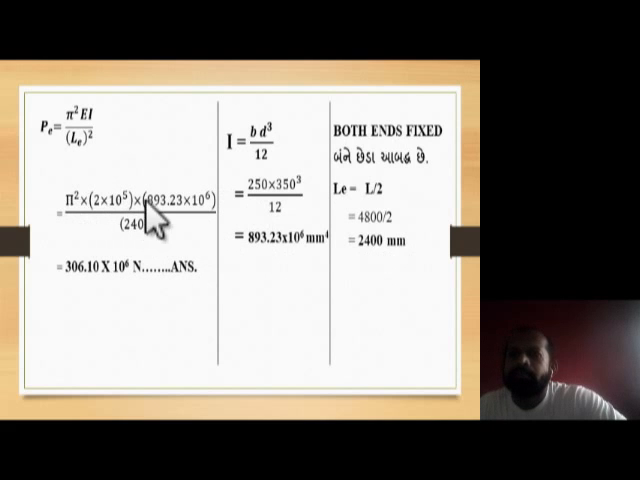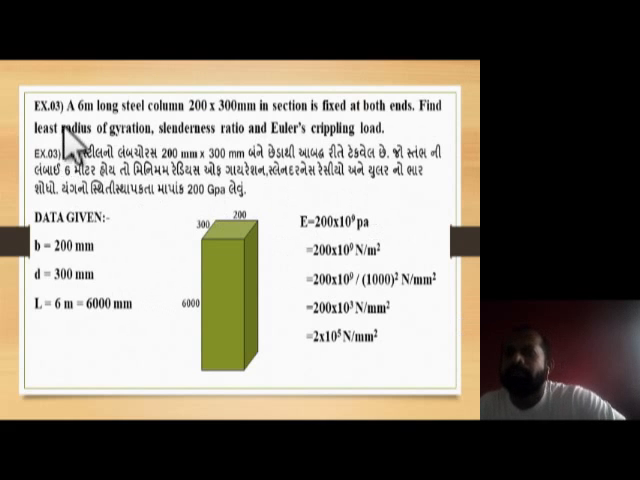Multiply all the terms in the numerator and divide numerator by denominator, and you will get the solution, that is Euler's crippling load PE is equal to 306.10 into 10 raised to 6 Newton. That is the answer of your example number 2.